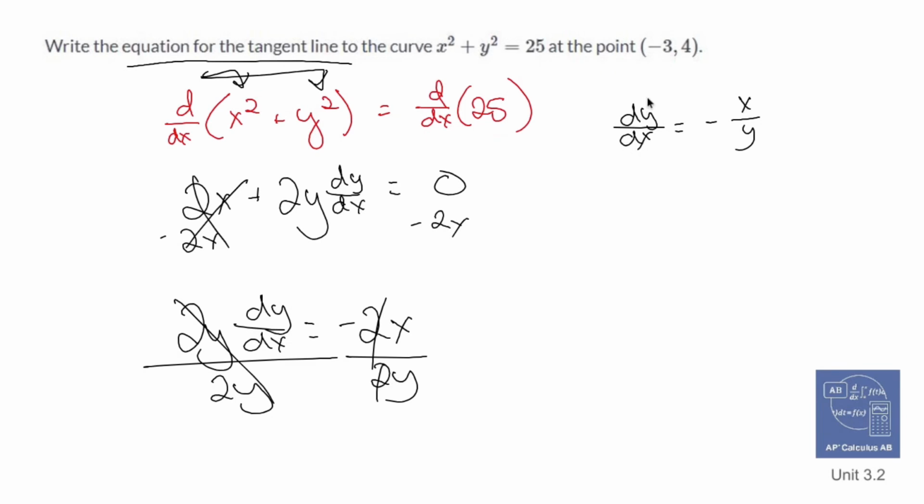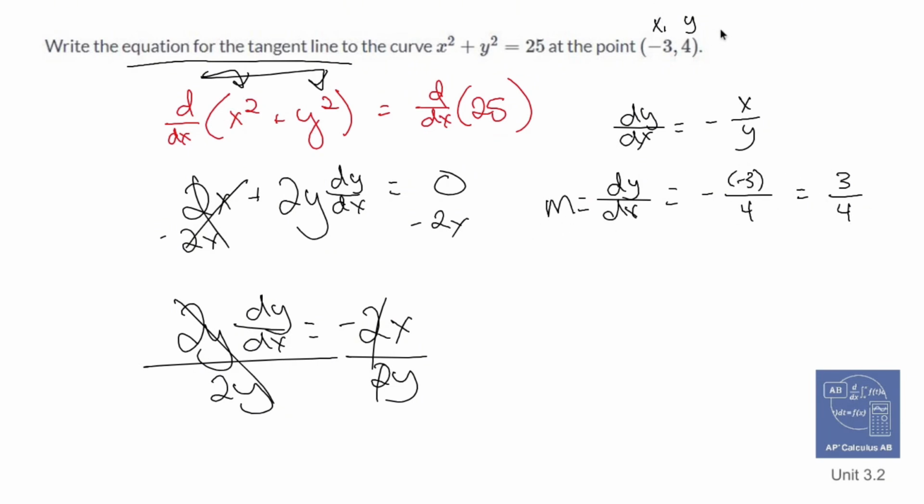Now, this is my derivative, the slope, in terms of x and y. I can now say you were an x and you were a y. Let's plug those points in. So my slope is going to be negative 3 over positive 4. So what I have is a slope of 3 over 4.